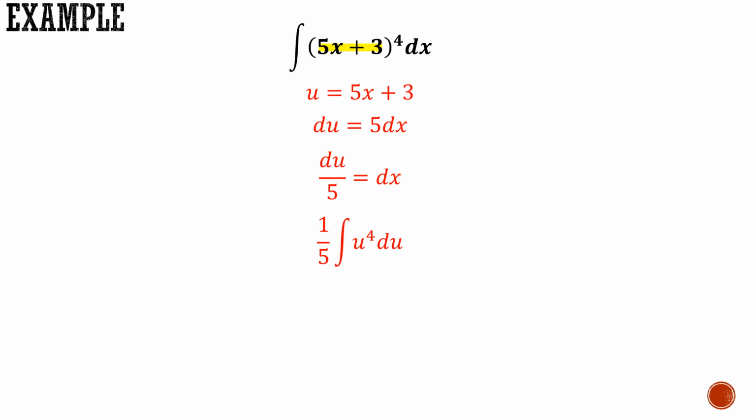All right, now substituting that back in, I have 1/5 from the du over 5, integral u to the 4th du. Now using my power rule where I add 1 and divide by the new exponent, I end up with 1/5 u to the 5th over 5 plus c. Cleaning that up and substituting u back in, I have 5x plus 3 to the 5th over 25 plus c.